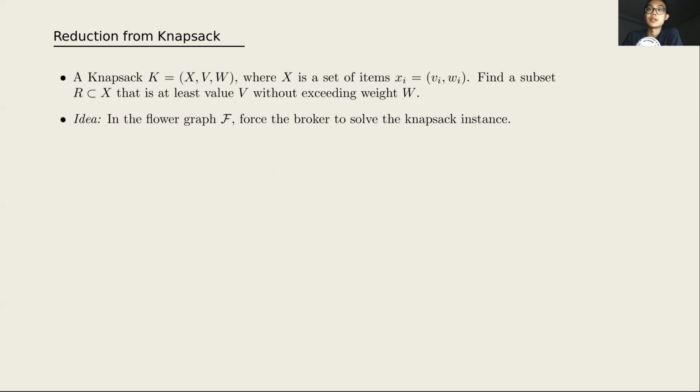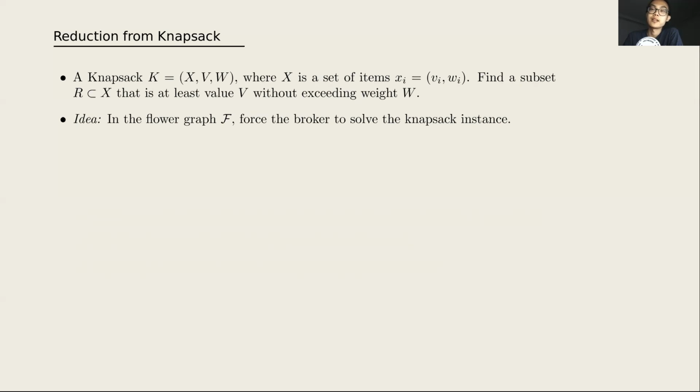As we all know, a knapsack instance K is defined by a triple X, V, W, where X is some set of items, where each item is defined by a pair V, which is a value, and W, which is a weight. And the goal is to find a subset of items R such that the sum value of R is at least V without exceeding the weight capacity W.